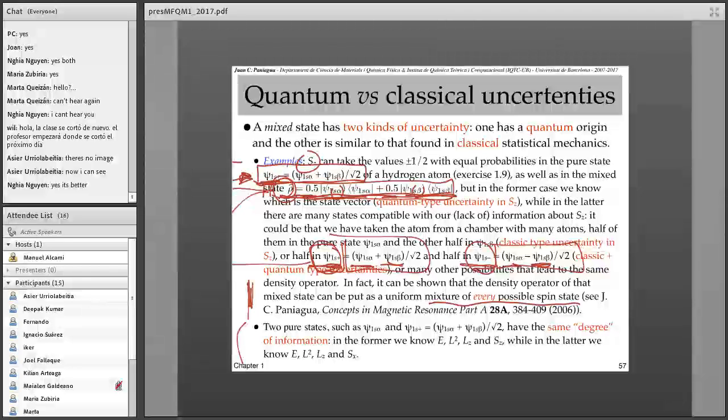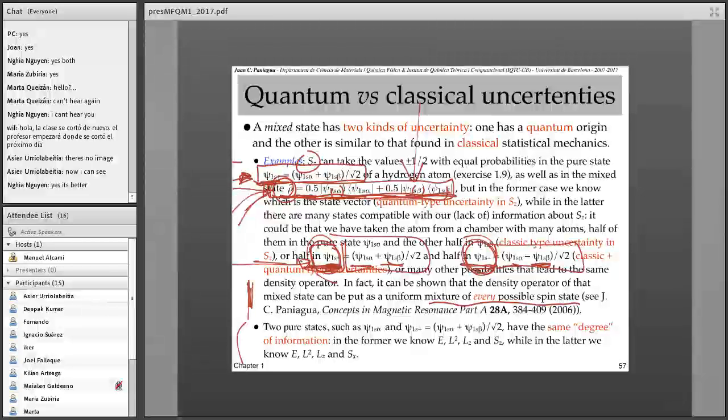Here it appears that in this situation we have more uncertainty than in the former, which are in fact mathematically the same operators, so they should be physically also equivalent. But here we have only classical type uncertainty. And if I put the density operator as a mixture of this and this, then I also have a quantum type uncertainty about Sz. Of course, that's true. Here, I have two sources of uncertainty related to Sz.